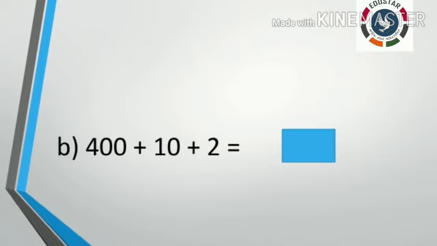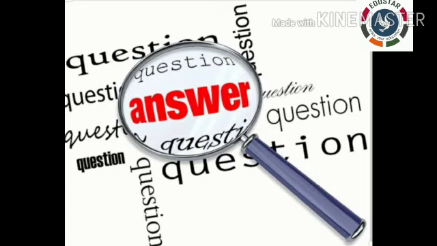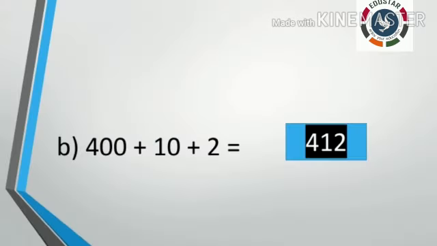Shall I move on to the next question? Question B for you: 400 plus 10 plus 2. Shall I read the question again? 400 plus 10 plus 2. What is your answer, students? Your answer is 412. 412, isn't it? Okay. Shall we move on to the next question?